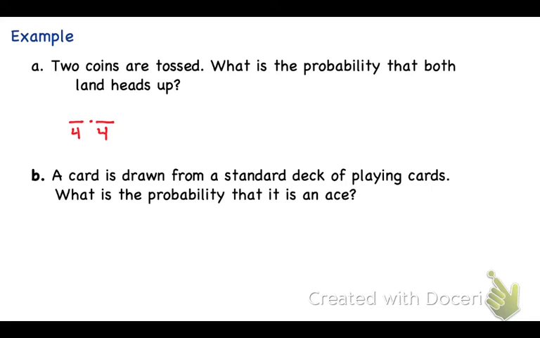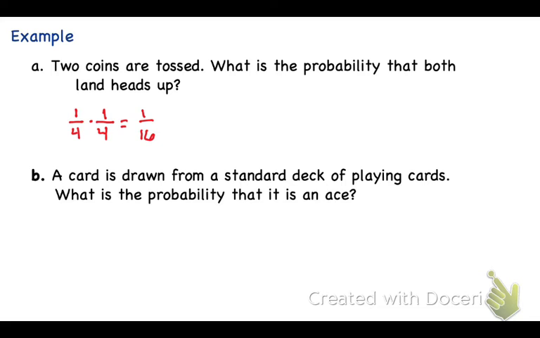Yes? Okay. How many heads are on a coin? One. How many heads are on the other coin? One. So I have 1/4 times 1/4 because they both have to happen, yes? Is what? 1/16. You're a smart man, Isaiah.